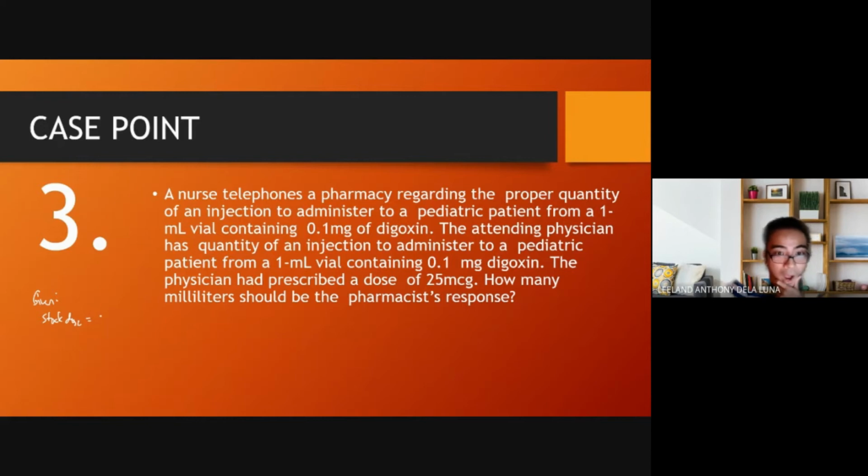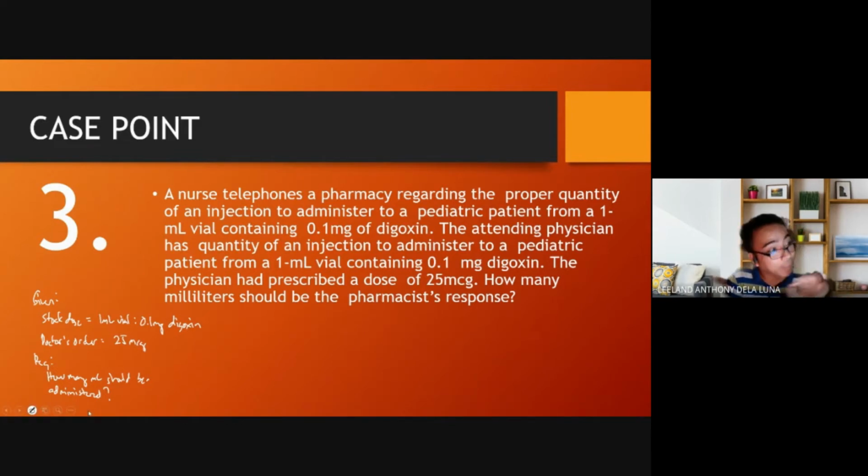So, my stock dose is a 1 ml vial, which contains 0.1 milligrams digoxin. Now, the doctor's order is to give 25 micrograms. So, my required now is how many ml should be administered, this amount that will give 25 micrograms of the drug. Okay? As I told you, class, in my case, usually when I look at this, at the given pa lang, I already convert. Usually, at the given pa lang, nagko-convert na ako.